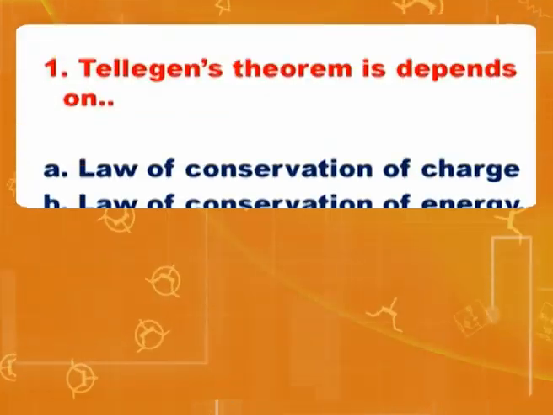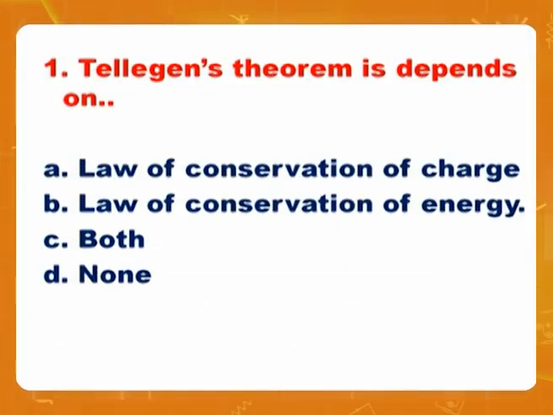So the only condition that we lay upon Tellegen's theorem is that Kirchhoff's laws are valid. If Kirchhoff's laws are valid, the entire network is valid. That's why Tellegen's theorem is valid. So this is about it. We will go to problems and see one by one how problems are asked here. The first problem is concept-based.